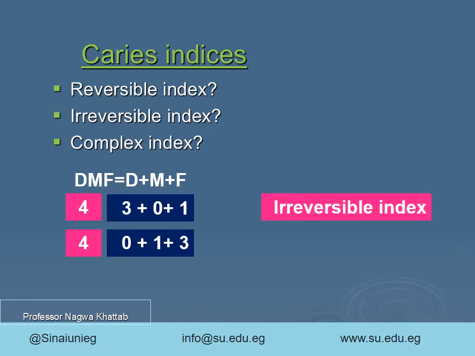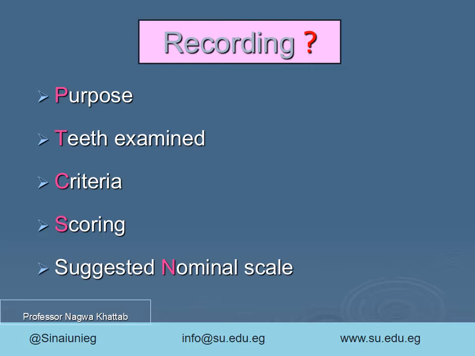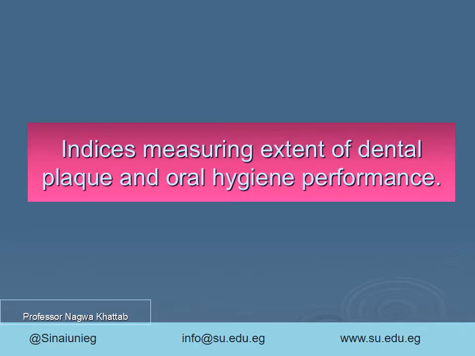All caries indices are irreversible index. Dental caries manifestations remain, even the lesion is treated. To record indices هنحط بس كده scheme عشان نمشي عليه. إيه الهدف منه؟ It is examined what are the criteria used, scoring system, and suggested nominal scale.